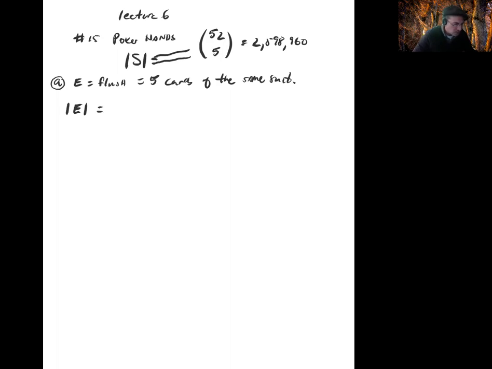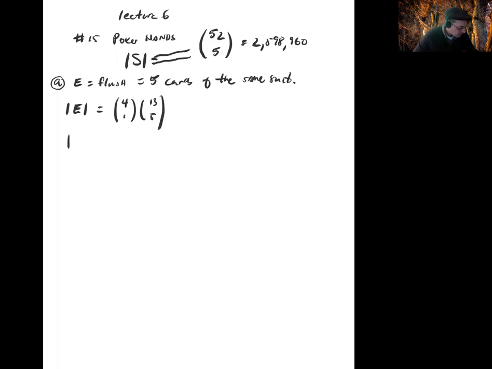The first thing to note is that to choose a flush, you have to choose a suit, and there are 4 suits. So there are 4 choose 1 suits. We're selecting a suit, either a heart, or a club, or a diamond, or a spade. And within that suit, we have to choose five cards out of the 13 in the suit. So there are 13 choose 5 possibilities there. And that is actually the answer for the size of E.